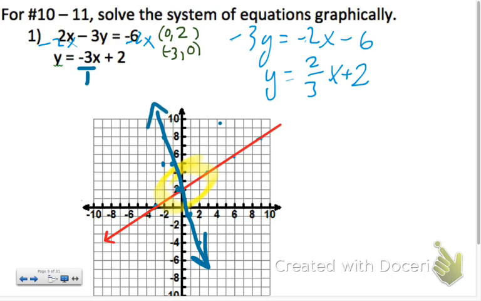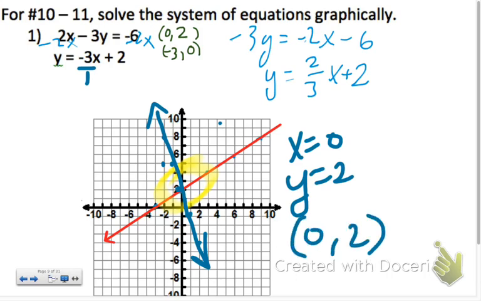Alright, so you don't have to draw straight lines, but you got to show me that you can graph correct lines. So my answer is x equals 0, y equals 2. Or you can just state it as this point here, which is the point 0, 2. Either one of these would be an acceptable final result.